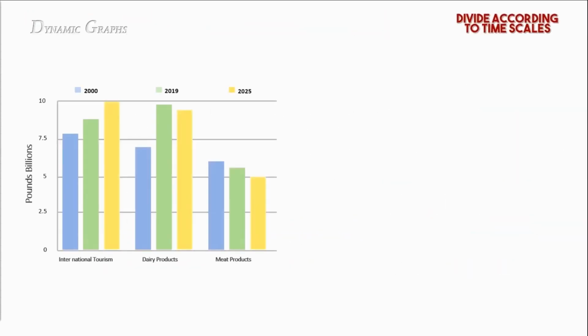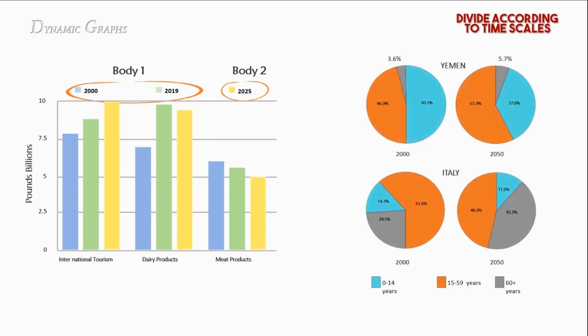For the bar graph, all the categories in 2000 and 2019 are in body 1, and the same categories in 2025 are in body 2. For the pie graph, we put the data of 2000 in body 1 and all the data in 2050 are in body 2.